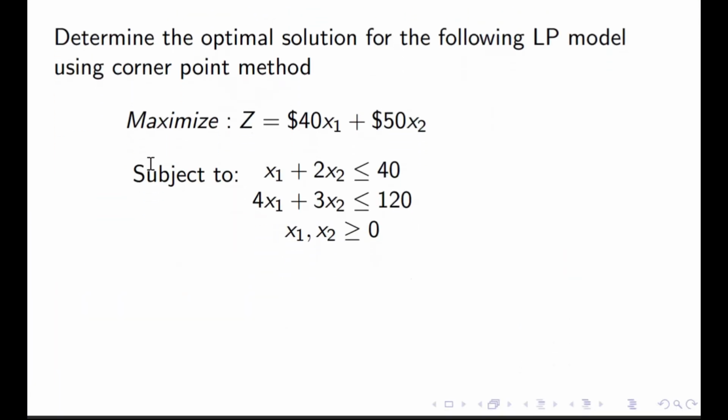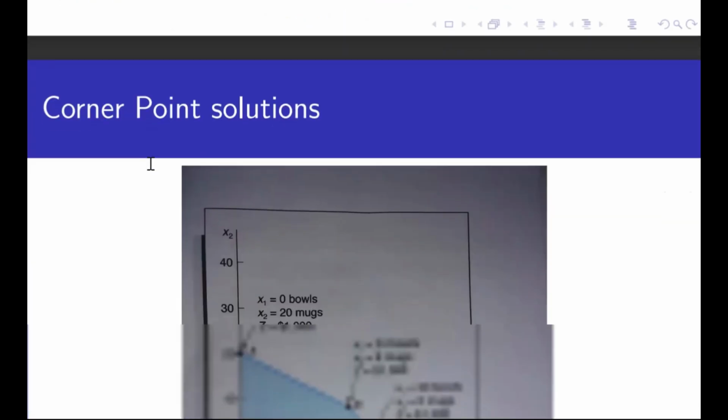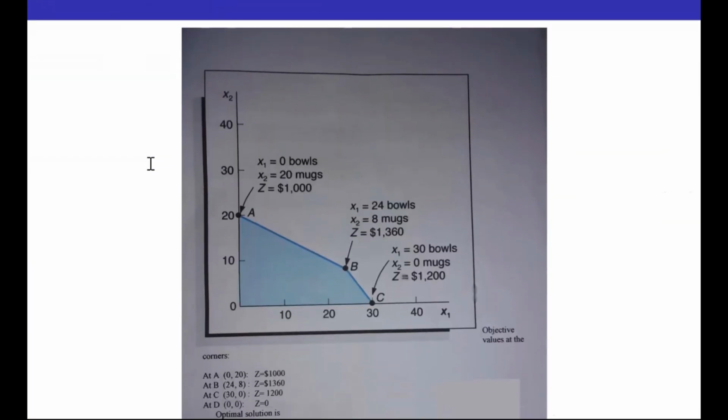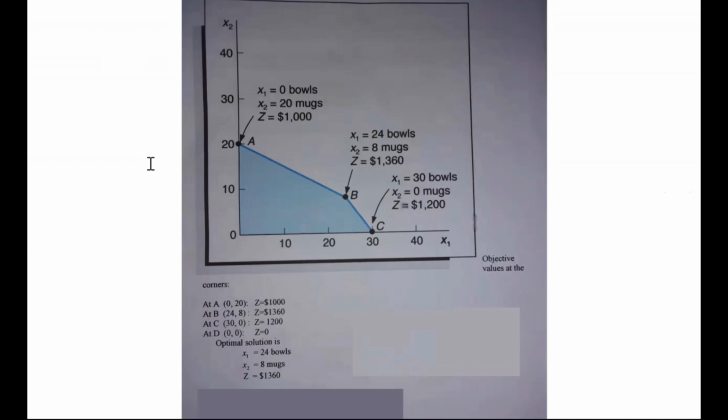Determine the optimal solution for the following LP model using corner point method. We have Z equal to $40x1 plus $50x2 subject to the following. So for the corner points, we found that x1 is equal to 0 bulls, x2 20 mugs, and Z $1,000. For B, we have x1 is equal to 24 bulls, x2 8 mugs, Z $1,360. For C, we found that x1 is equal to 30 bulls, x2 0 mugs, and Z $1,200.